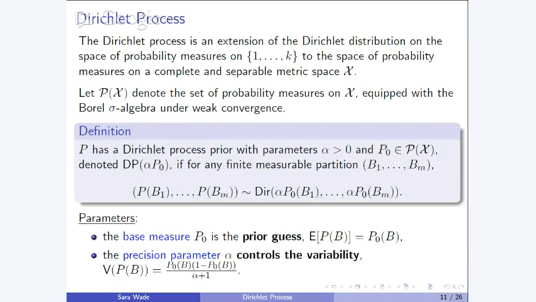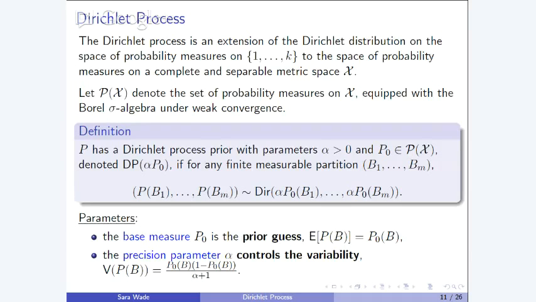Okay, so now we want to extend this, replacing our finite set with a general space X. So the Dirichlet process defines a prior on probability measures on a general space, which we'll call script X. So this space, again, is the set of probability measures. Here we'll take the Borel sigma algebra. So X is a complete and separable metric space, and this is just the sigma algebra generated by all open balls defined by a metric on X.